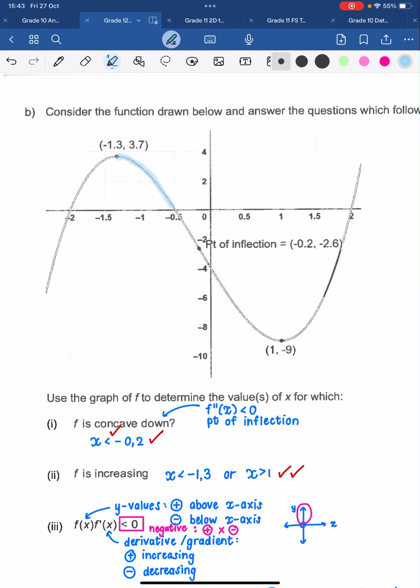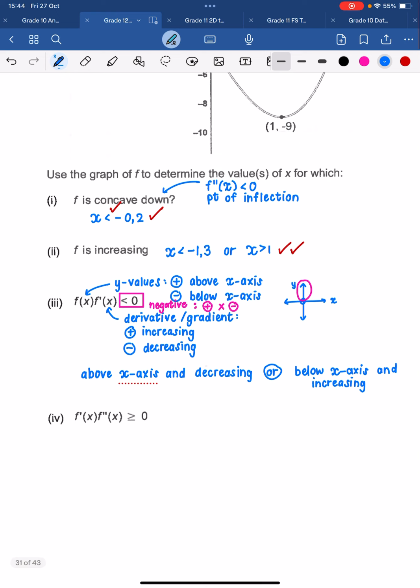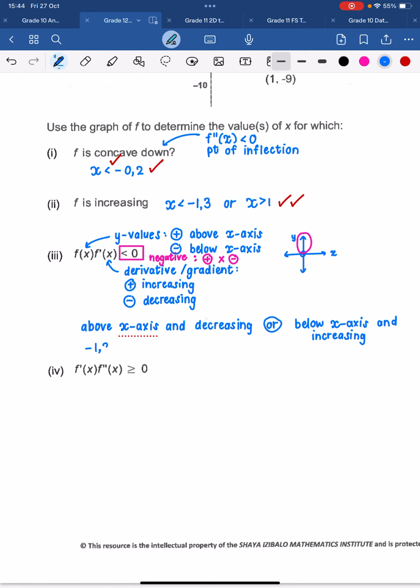Guys, what about this part here? Here the graph is above the x-axis, so I have positive y values. f(x) is positive, but the graph is decreasing, it's moving down, so the derivative is negative. If you multiply a positive and a negative together, you get a negative answer. So I'm going to have to write this section as a part of my answer. Which x values am I looking at here, guys? I'm going from negative 1,3 to, I think that's negative 0.5. So I'm going to say from negative 1,3 to negative 0.5.